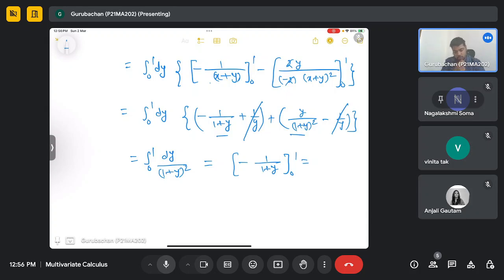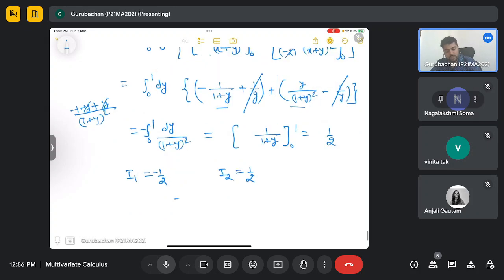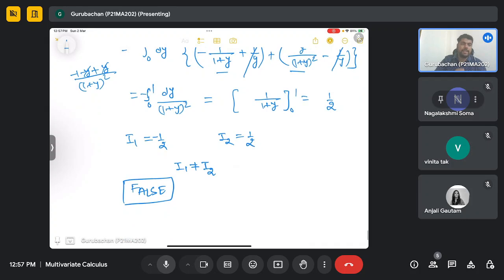So what will be this answer? Or this will give us 1 plus y whole square minus 1 minus y plus y. So this will be minus with the negative sign. Negative sign. So this will become positive. This will give us 1 by 2. So clearly you can observe that I1 is minus half, I2 is half. Clearly I1 not equal to I2. So the given statement is false. So that means while integrating double integral, the order of the integration definitely matters.